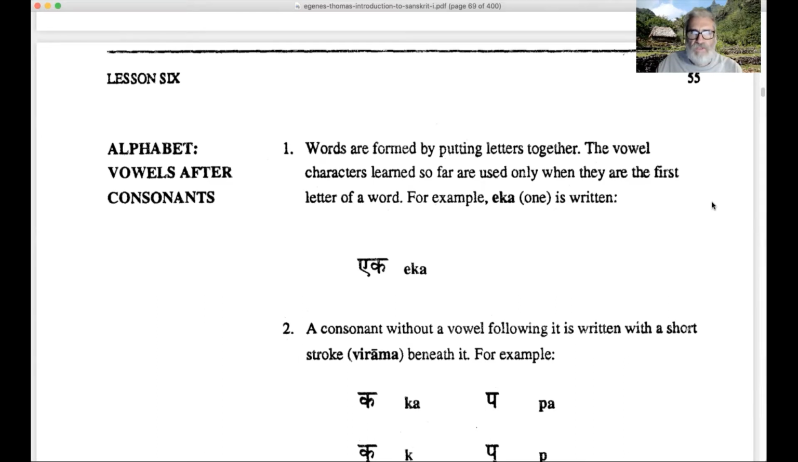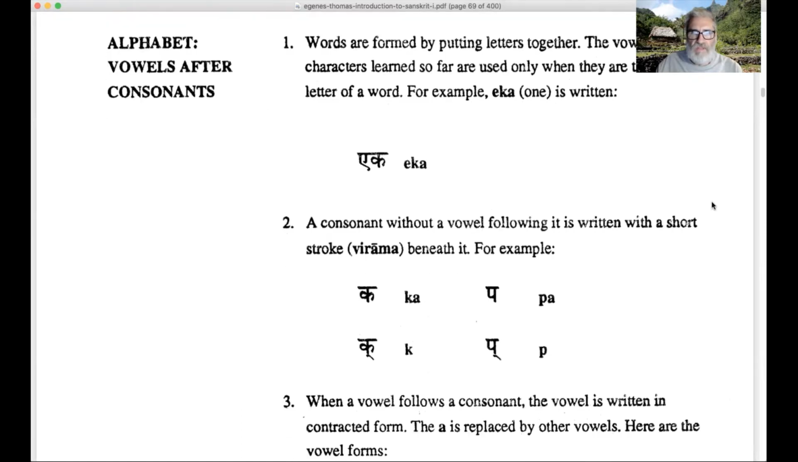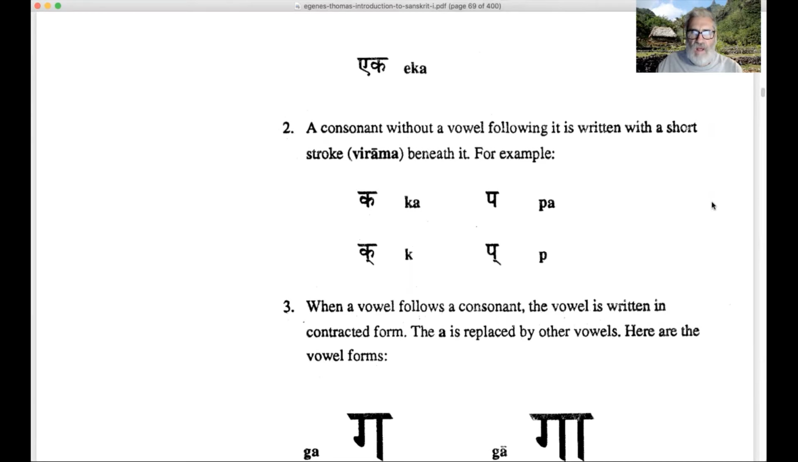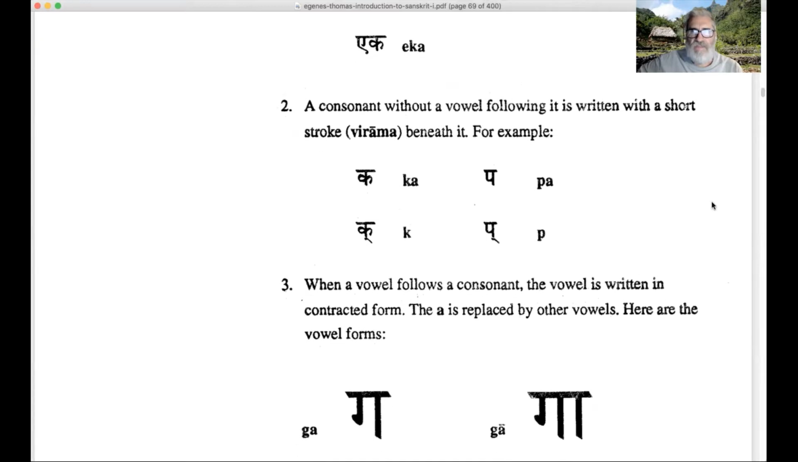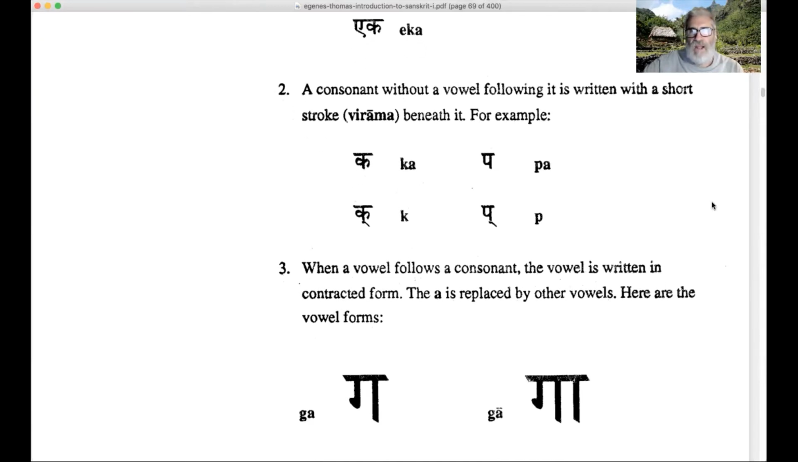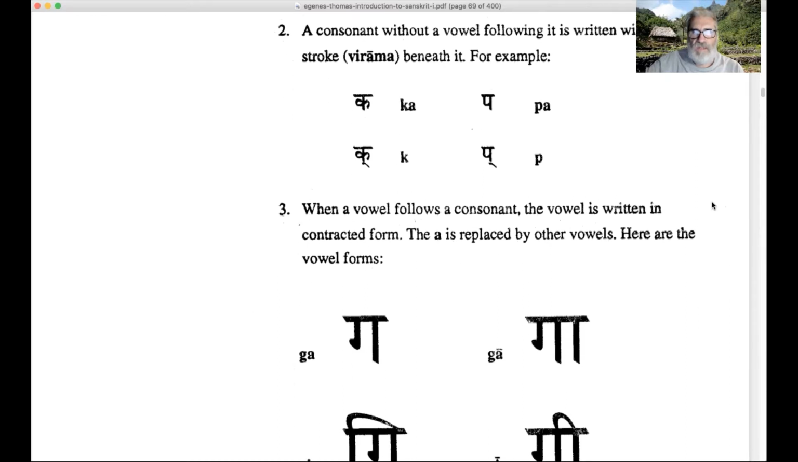Alphabet: vowels after consonants. Words are formed by putting letters together. A consonant without a vowel has to have a virama, which is a short stroke to show that no short a is pronounced with that consonant, because a consonant needs a vowel to be pronounced. We can't say the letter K or the letter T. We have to say ka and ta. So if we want to just use the letter K or T, we have to put this small stroke at the bottom of the letter, which slopes down from left to right.